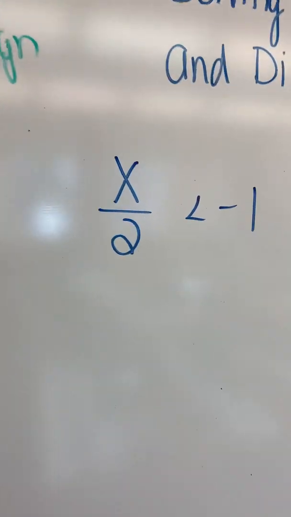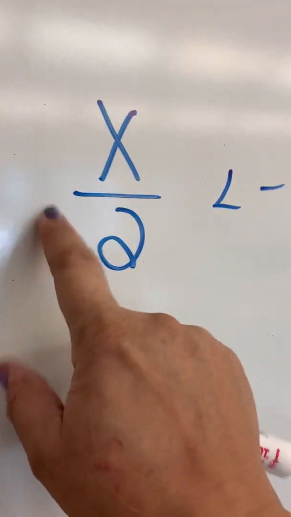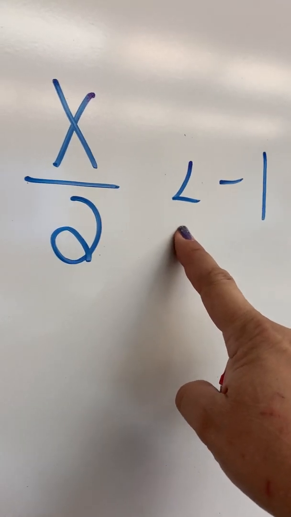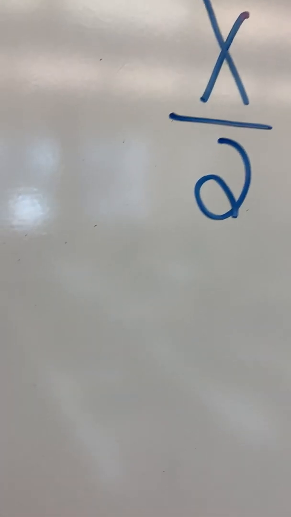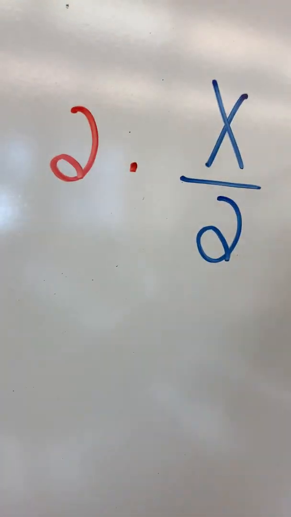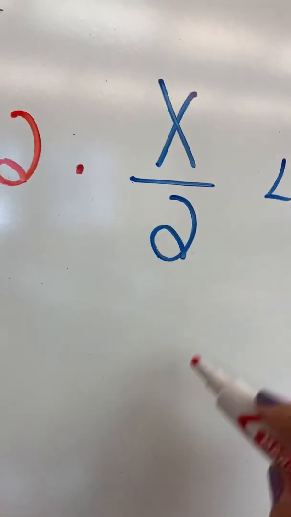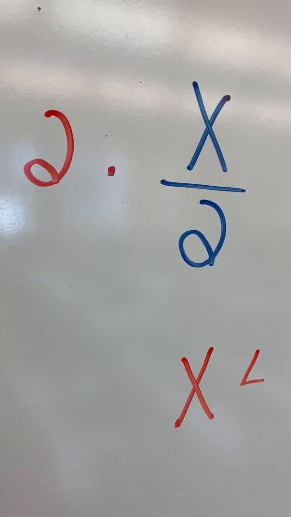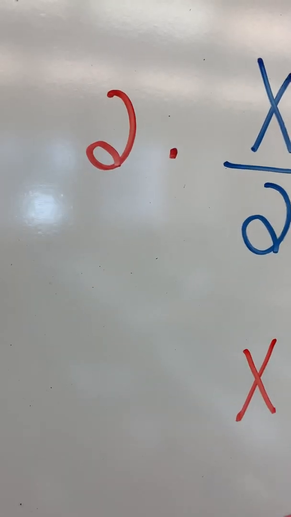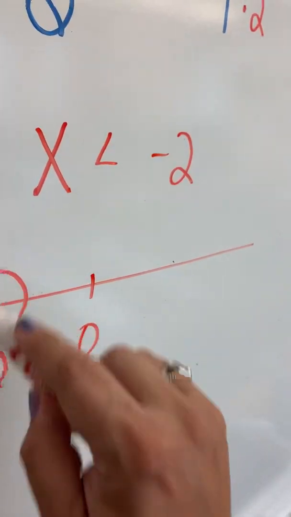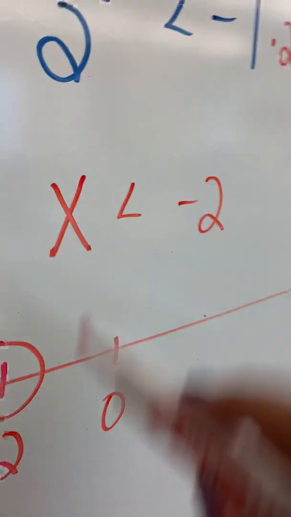So if I'm looking at this one here, notice that that is not negative. Therefore, I don't need to flip that sign. I'm dividing by 2. What's the opposite of division? Multiplication. So let's multiply both sides by 2. So now I got x is less than negative 2. And then graph it on the number line. Wait, so when you cross multiply 2 and 2 on the x side? Those cancel.